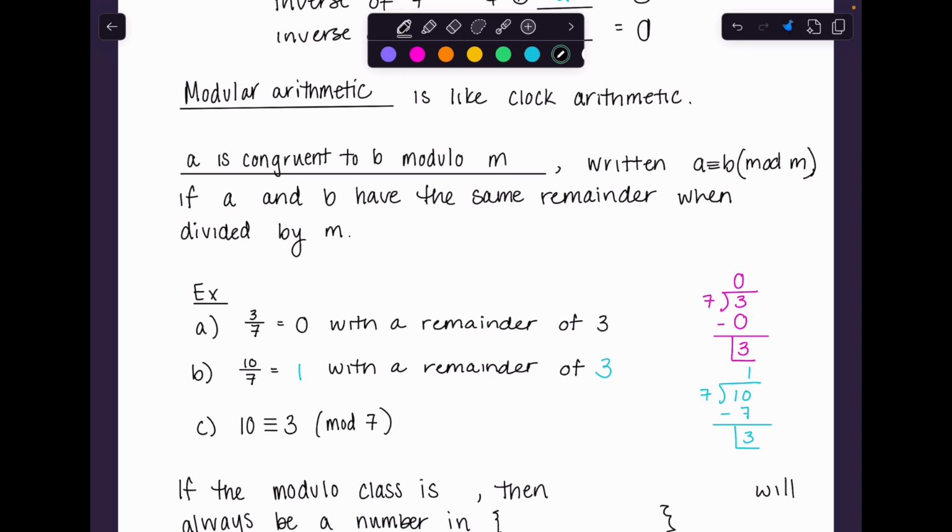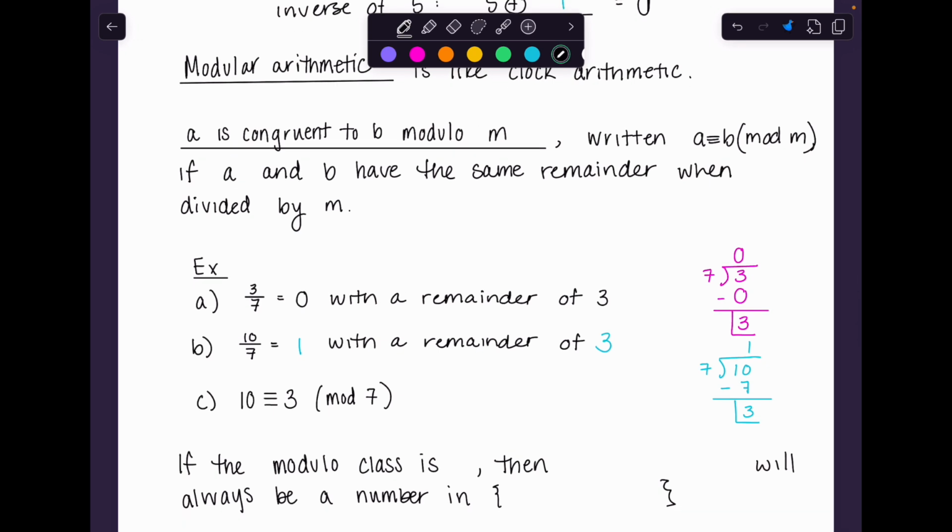Okay? Because they both have the same remainder. So ultimately, if our modulo class is 7, then we write A is equal to whatever, mod 7. No matter what you divide this by, it's going to be the remainder. So it will always equal one of the numbers 0, 1, 2, 3, 4, 5, or 6. You will never get 7 because 7 is divisible by 7. The remainder is always going to be a number 0 through 6.